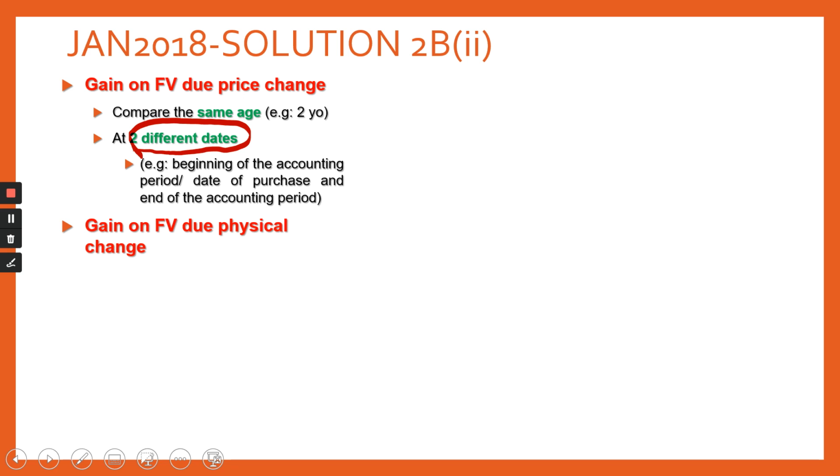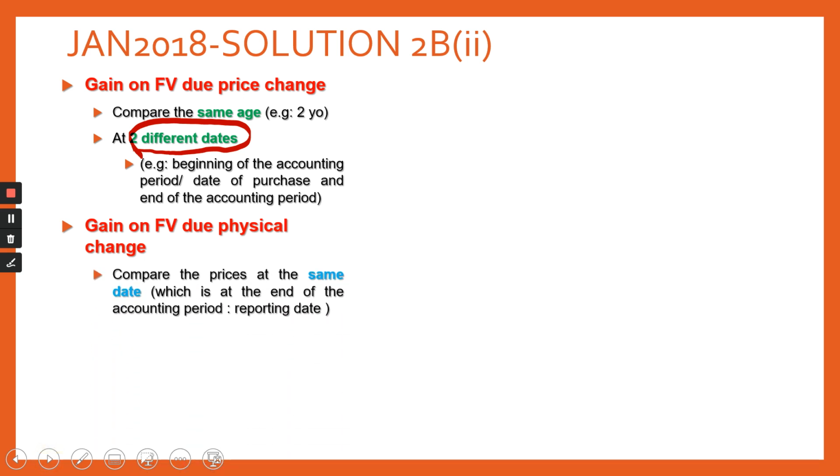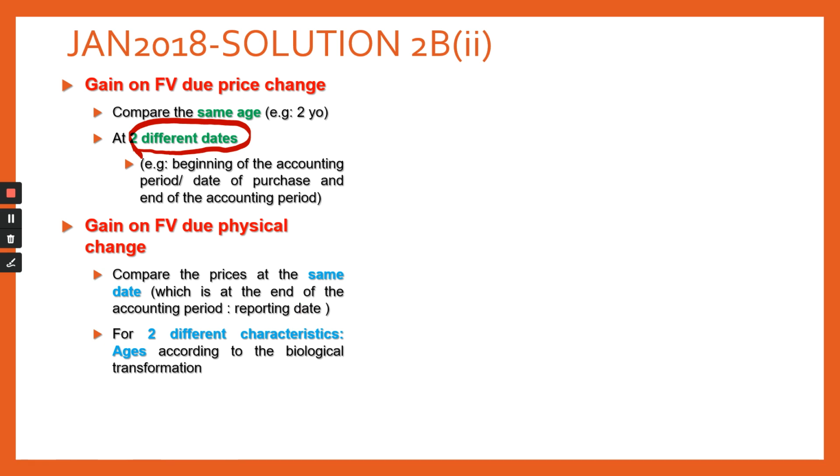Next, we are also going to do this gain on fair value due to physical change. Physical change means we are going to compare price on the same date. Same date here is the last date of the year, which is 31st of December 2016. Same date, end of the accounting period or the reporting date. But we are going to compare the different characteristic. The different characteristic here is the different physical characteristic. And in our case here it is the different age.